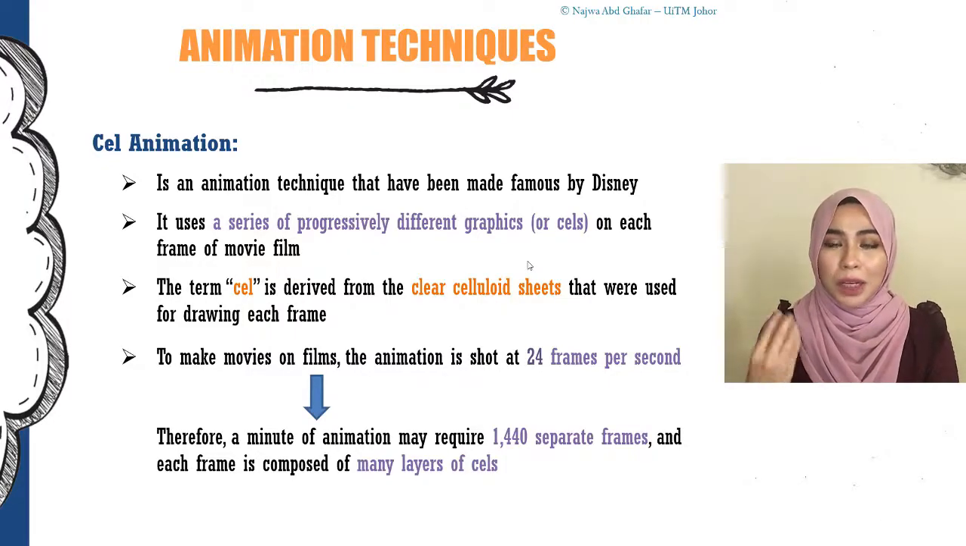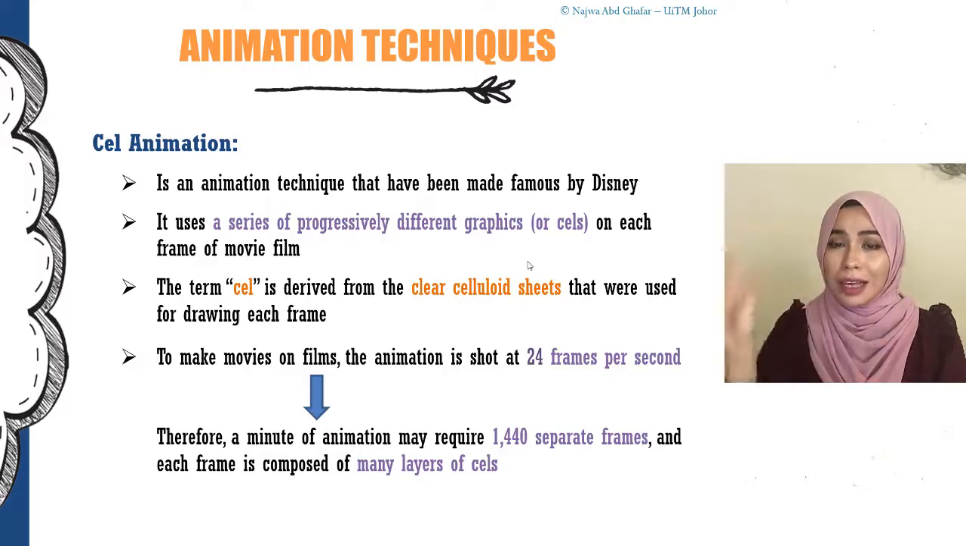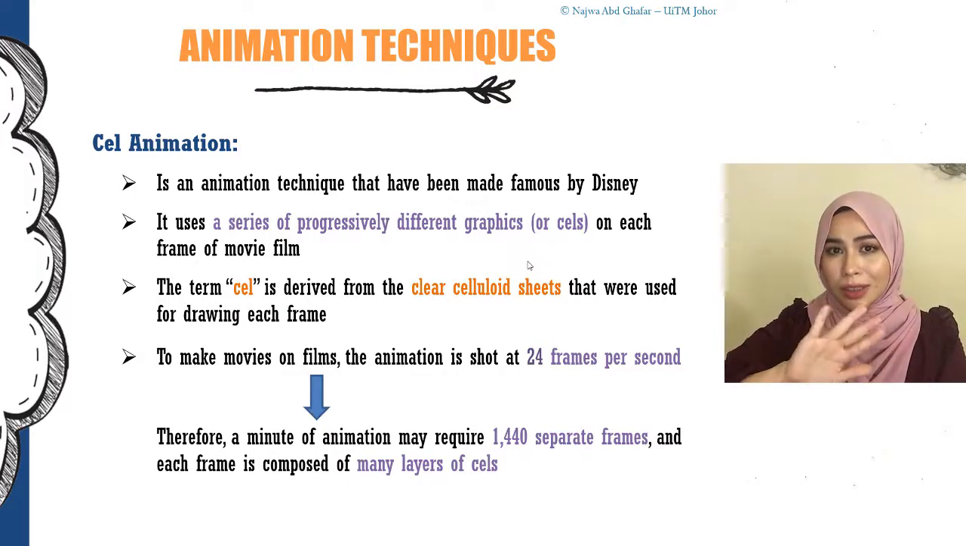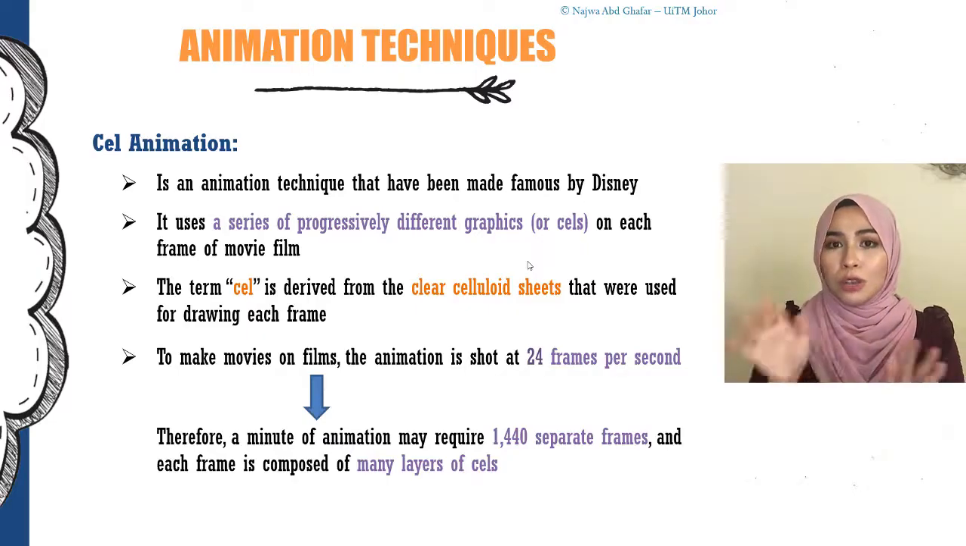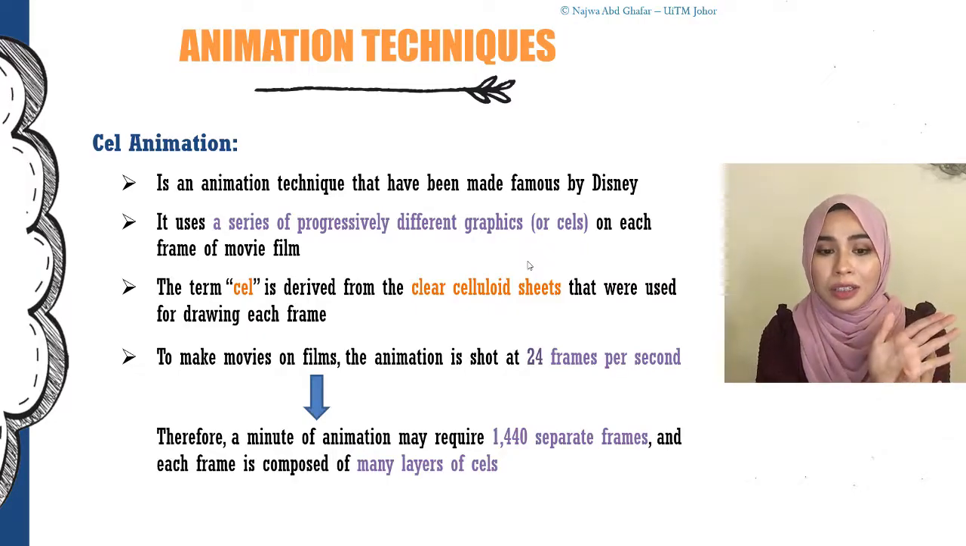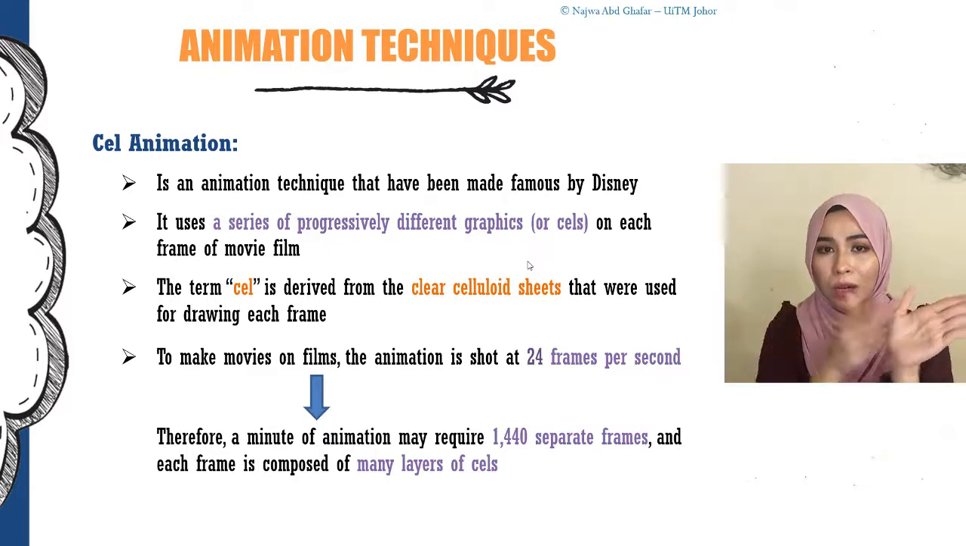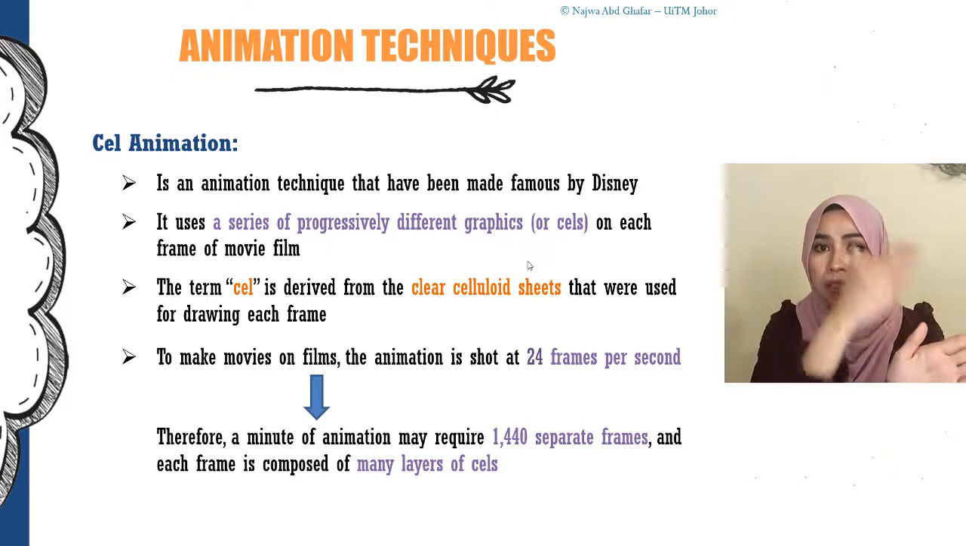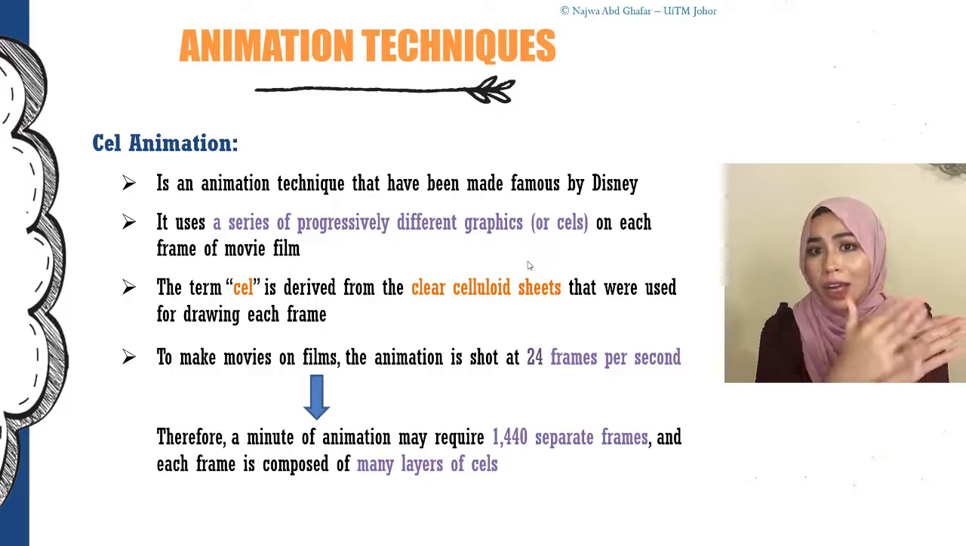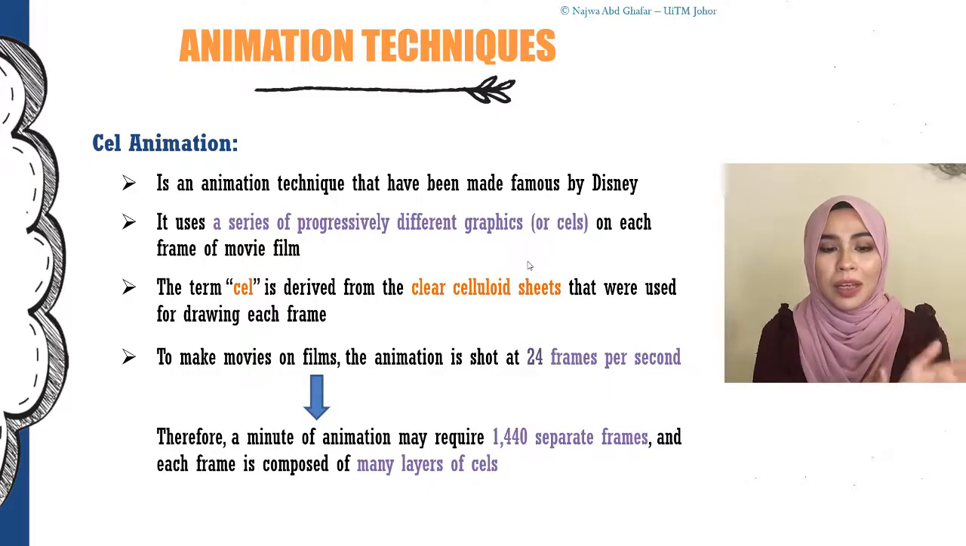So if I want to move my hand like this, maybe this is a few seconds, each of these movements that I do will be drawn on that clear plastic sheet. And it will have layers as well. Layers meaning that each object, or let's say I have myself as one object, will be placed on one cell. The background may be another cell which is at the back. Maybe I have another character, so that can be placed on another layer as well. So that's how cell animation works.